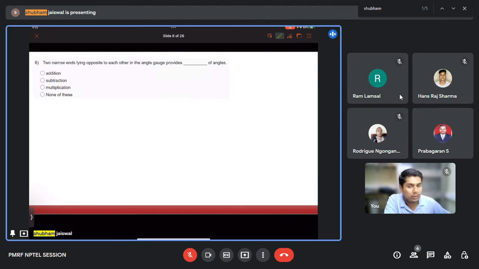So moving to our next question. Two narrow ends lying opposite to each other in the angle gauge provide the addition of angle, or subtraction of angle, or multiplication of angle, or none of these. Can anyone answer?